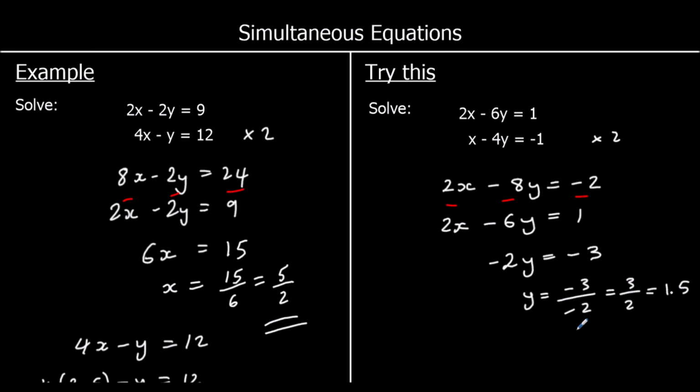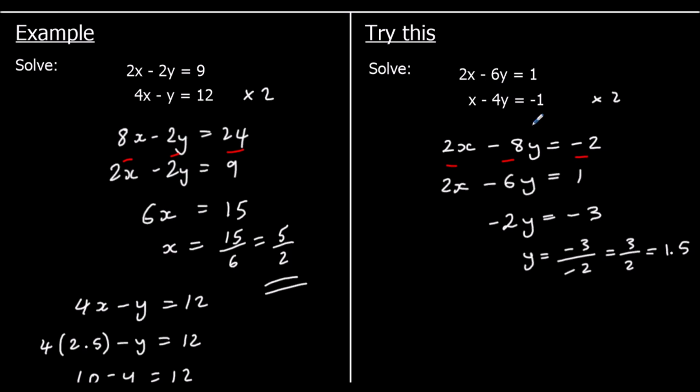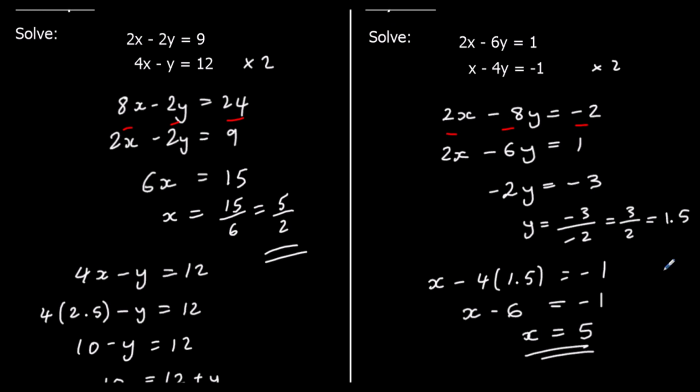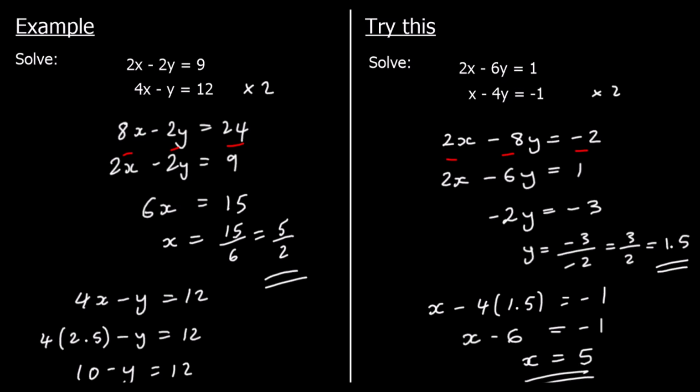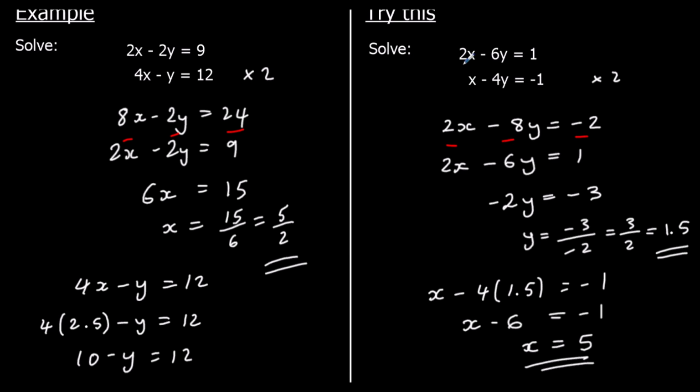And we can use that to find x. So if I use the bottom equation, x minus 4 times 1.5 equals negative 1. 1.5 fours is 6. So x minus 6 is equal to negative 1. And then plus 6 to both sides. So x is 5. And again, we can check that. So 2 5s are 10. Take away 6 times 1.5. 1.5 6s are 9. 10 take away 9 is 1. So it is correct.